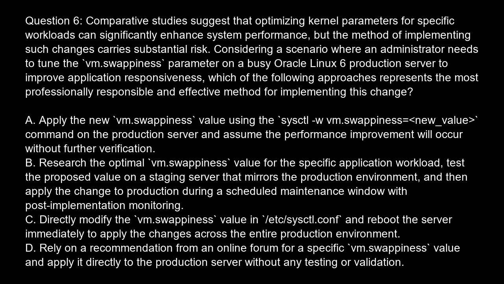Option C. Directly modify the vm.swappiness value in /etc/sysctl.conf and reboot the server immediately to apply the changes across the entire production environment. Option D. Rely on a recommendation from an online forum for a specific vm.swappiness value, and apply it directly to the production server without any testing or validation.